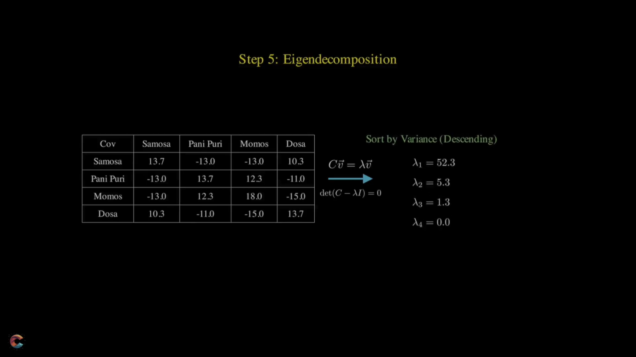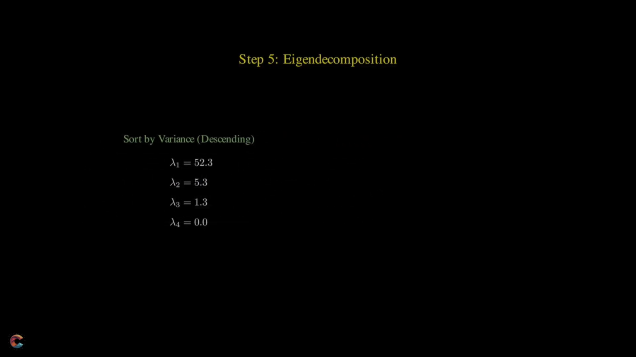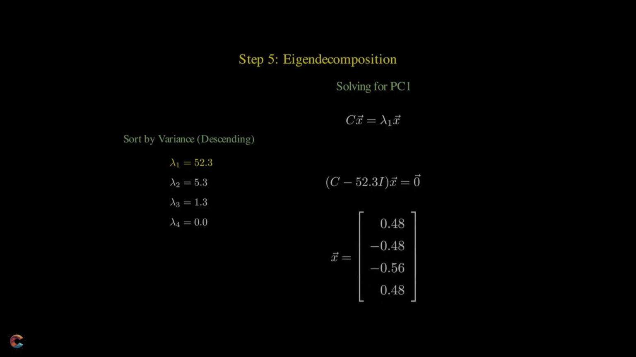Now to get the direction, we will first find the eigenvector of the corresponding eigenvalues. Consider λ1, we solve the equation (C - λ1 I)x = 0, where x is the eigenvector corresponding to λ1. After solving for x, we will get our first principal component. Similarly, we can get principal component 2, 3, etc.